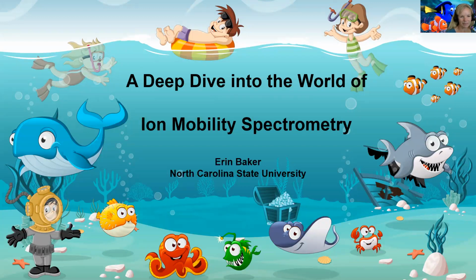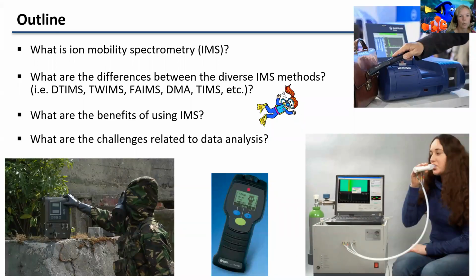So let's get going. Today I'm going to talk about what ion mobility spectrometry is and what the differences are between the diverse ion mobility methods: drift tube ion mobility spectrometry, traveling wave, field asymmetric, differential mobility analyzers, and trapped ion mobility spectrometry. There are many other ion mobility spectrometry types, but I'm just going to cover these 5 today, as a lot of the others aren't used quite as often. I wasn't able to get to the benefits of using ion mobility or the challenges related to data analysis last time, so we'll cover that in part 2 of the tutorial.